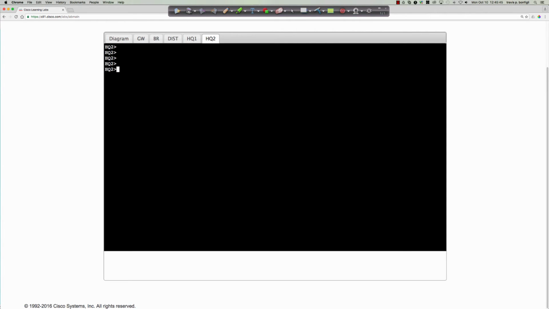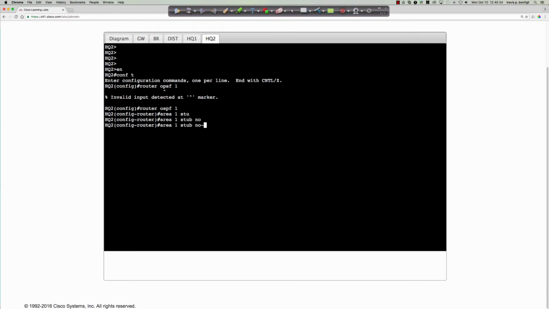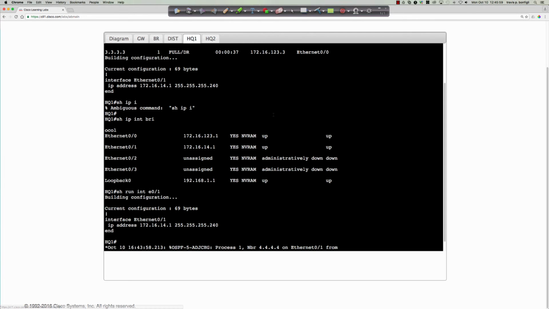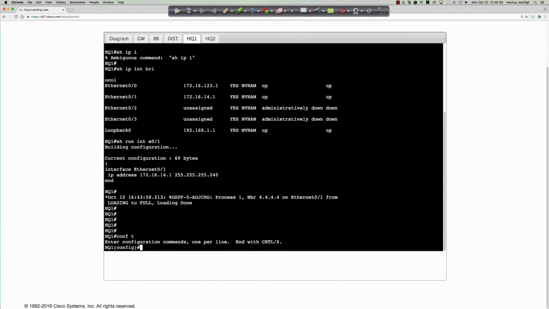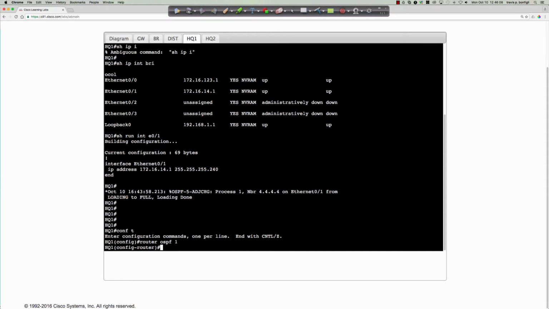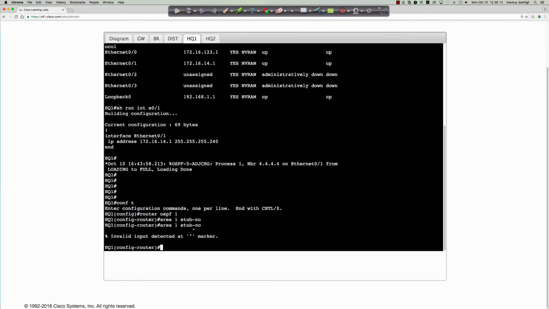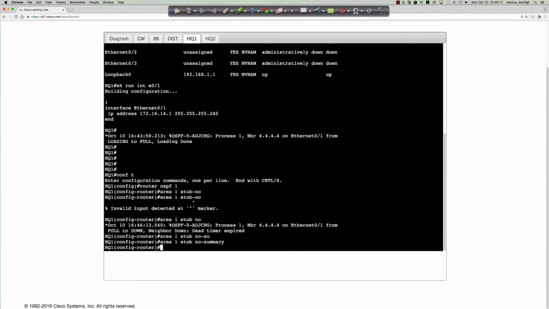1 totally stub, we're going to go into global config router OSPF1, and we're going to say area 1 stub no summary, and then we're going to do the same thing on HQ1. So we're going to turn area 1 into a totally stub. So we're going to say router OSPF1 area 1 stub no summary. There we go.